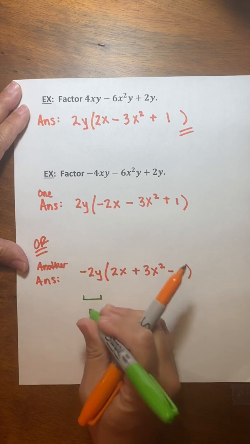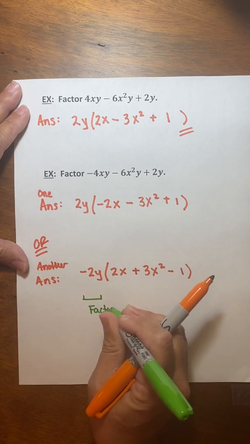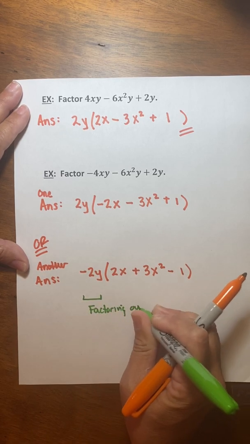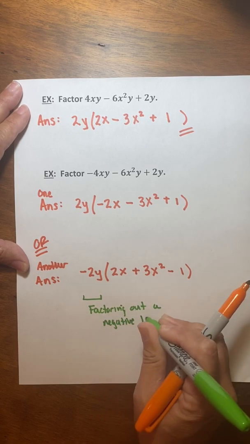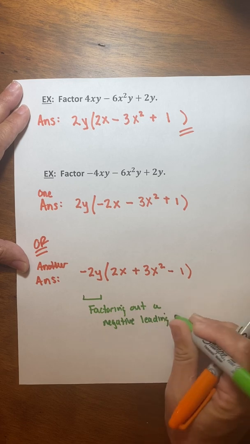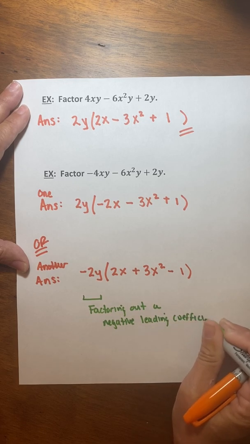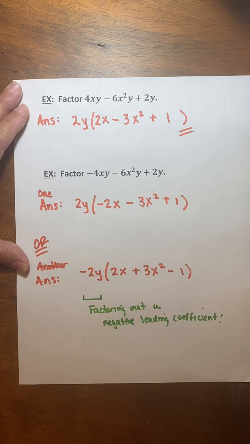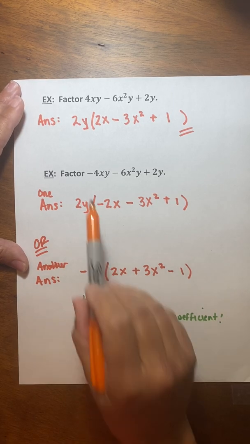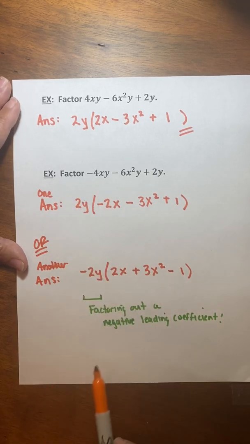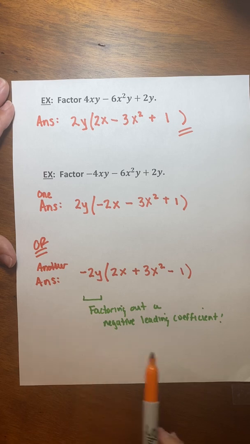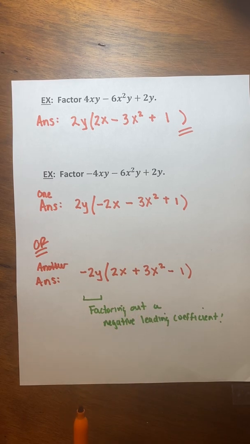But this one is factoring out a negative leading coefficient. So if the directions say to factor out a negative leading coefficient, then it wants you to take the negative out. Usually we do that when we start with a negative in our original expression. If it doesn't specify, then either answer is perfectly correct, okay?